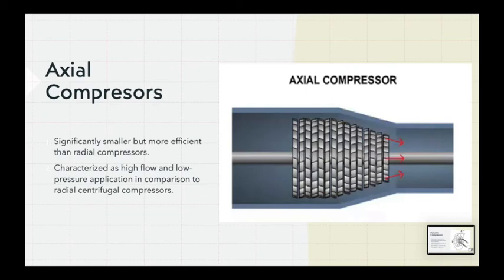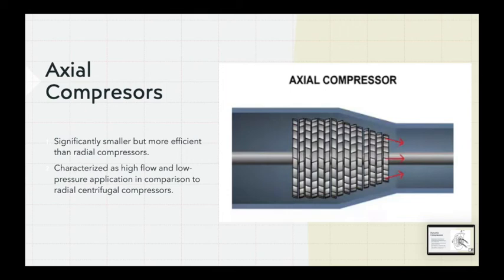The radial compressors are those compressors whose discharge is 90 degrees to the suction, and the axial compressors, as shown in this picture, are those in which the discharge is in the same line as the suction. So where do we use the radial compressors and where do we use the axial compressors?